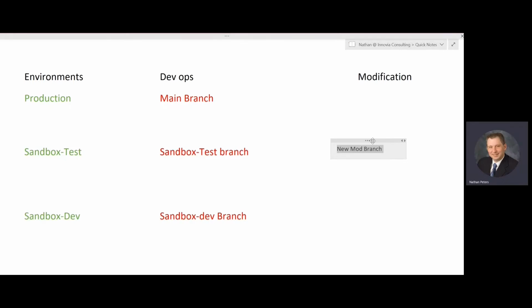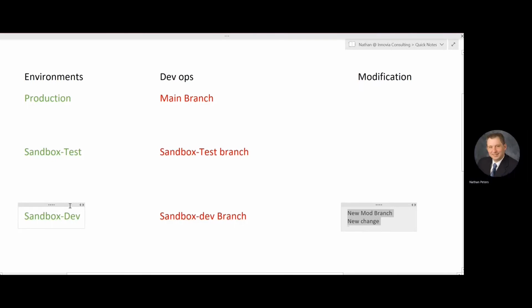If something's wrong, we spelled something wrong or whatever the case may be, they want a little addition to it, we're going to drop back to that new mod branch. We're going to make our changes here. So we made a new change here. Now we're going to merge that into the sandbox dev branch. We're then going to create our app file from the sandbox dev branch and upload that to the sandbox dev environment. Test our change. Everything looks good.